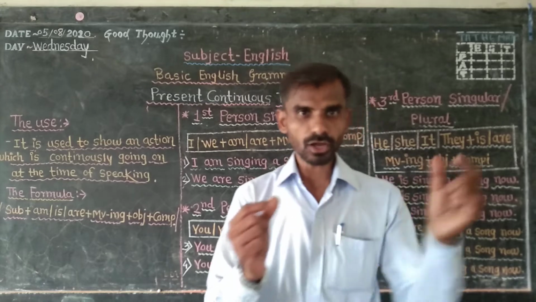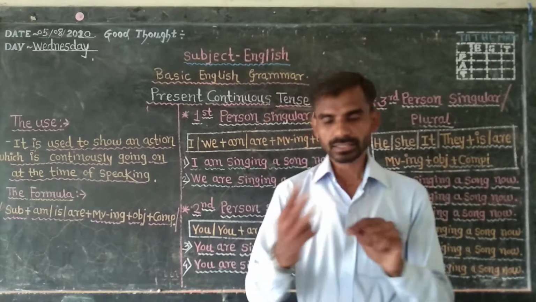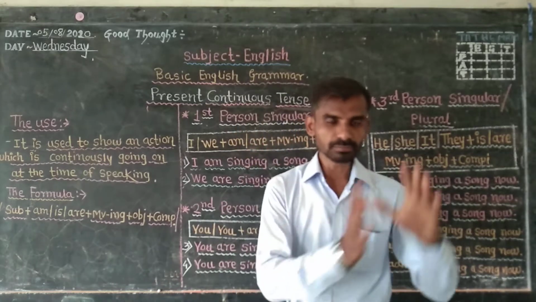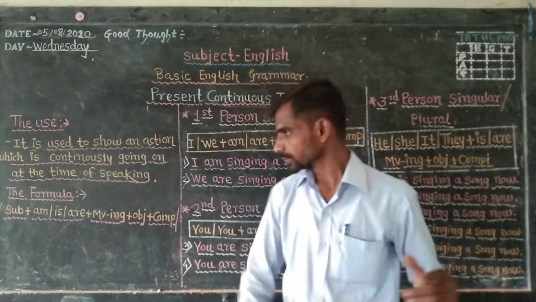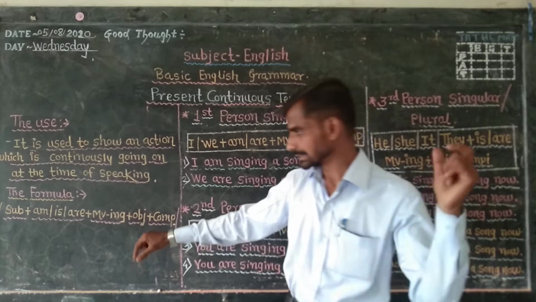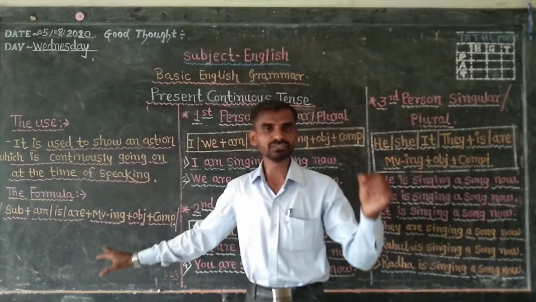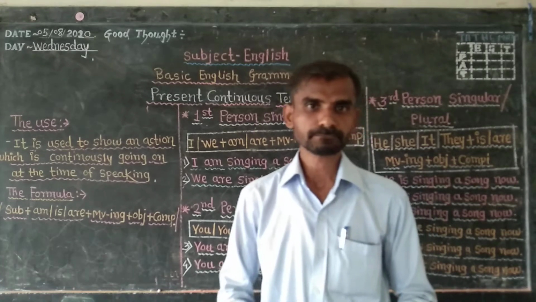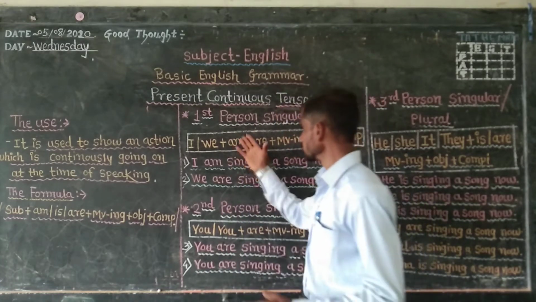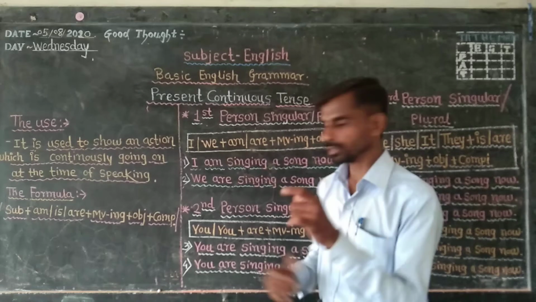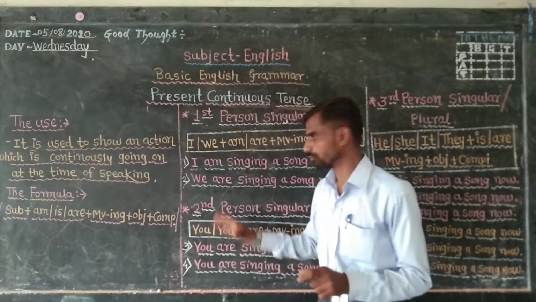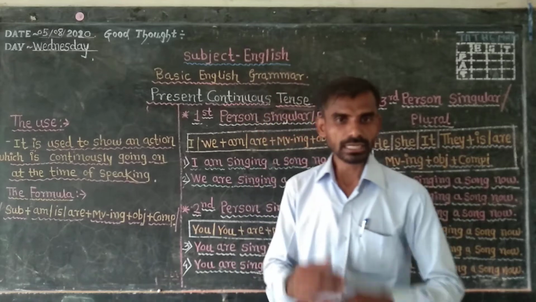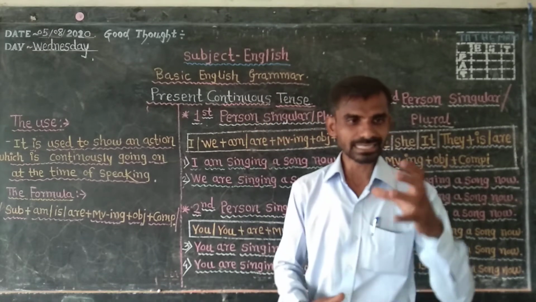Subject: as per the demand of the subject we have to change the helping word, sometimes am, sometimes is, sometimes are, plus main verb. Yes, it will come with the ing form, plus object plus complement. Now let us change the verb. We took sing as a verb in this video. Let us take a verb, play.